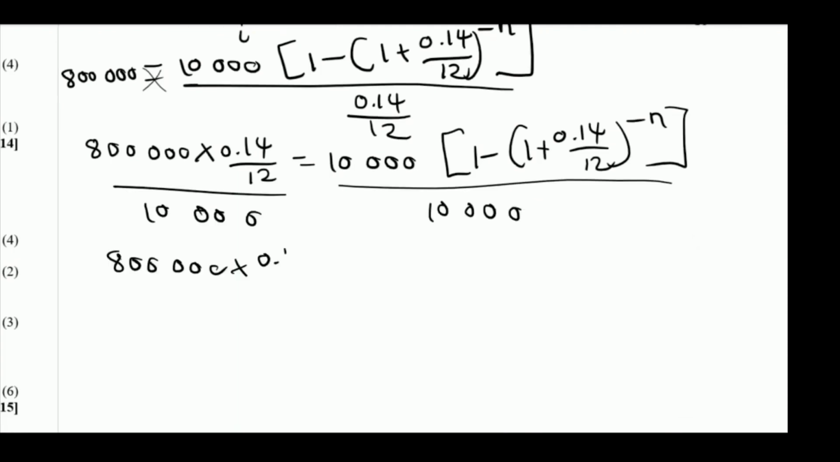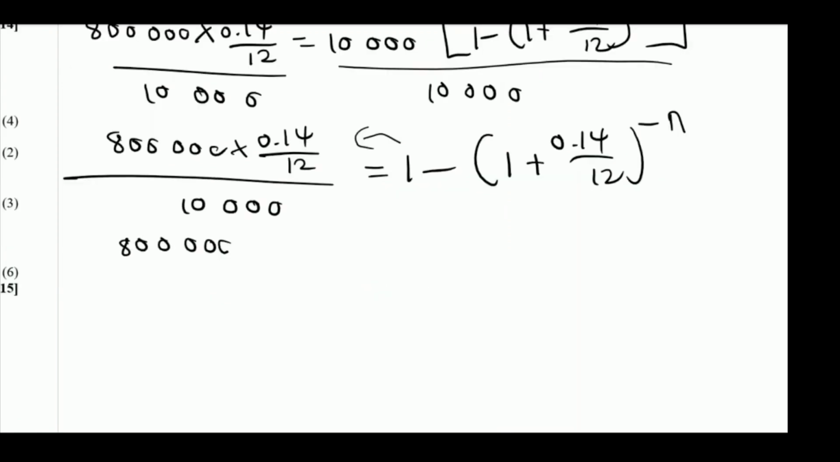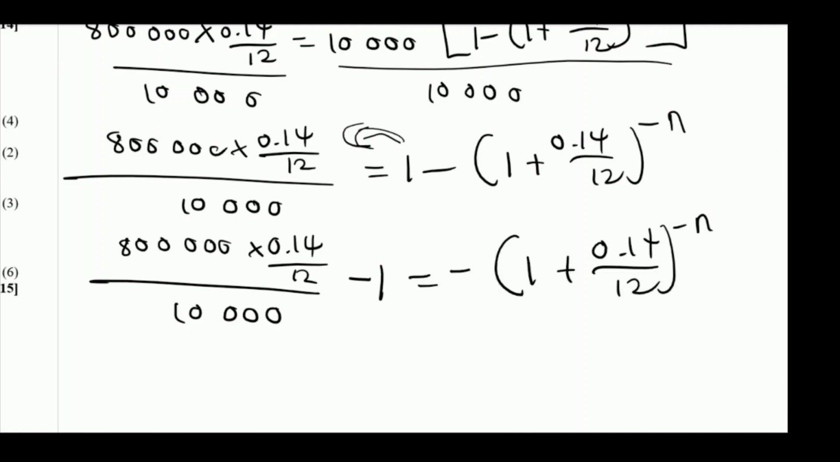Then we have 800,000 times 0.14 over 12 divided by 10,000 is equal to 1 minus 1 plus 0.14 over 12 to the power minus N. Then we transpose the 1 to the other side, so you have 800,000 times 0.14 over 12 divided by 10,000 minus 1, because it's going to change sign when it goes to the other side, equals negative into 1 plus 0.14 over 12 to the power minus N. Then from here you will punch this value in your calculator.